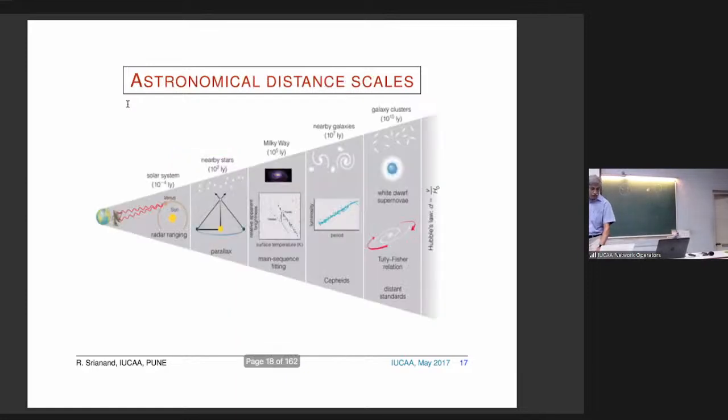Do you have any questions related to distances? Because I have to introduce some other things. Maybe I will do it in the next class tomorrow. But you now have an idea how astronomers or cosmologists are measuring distances.